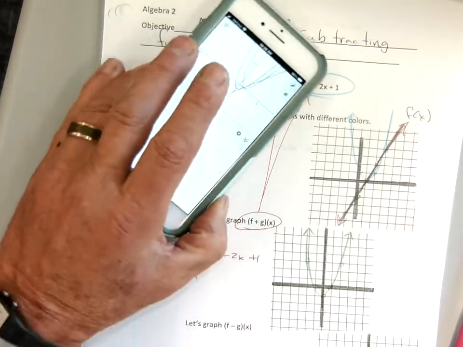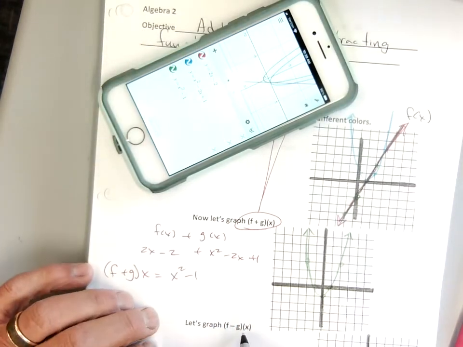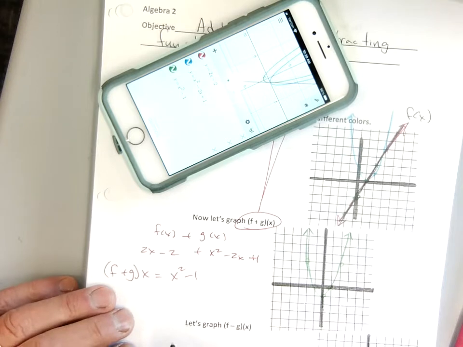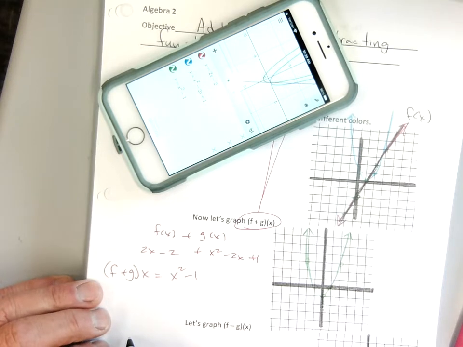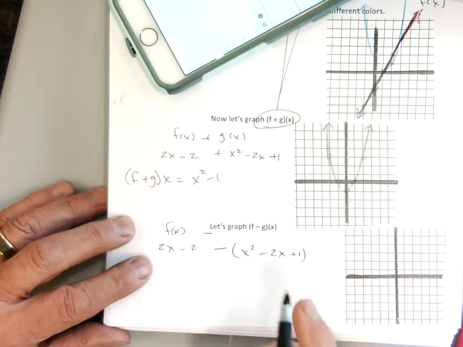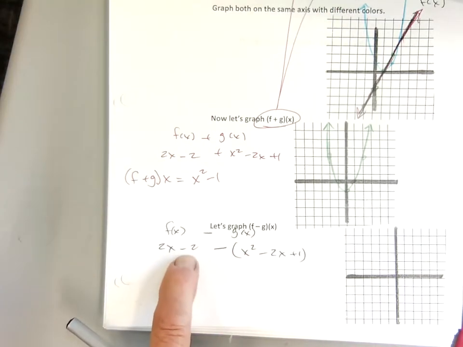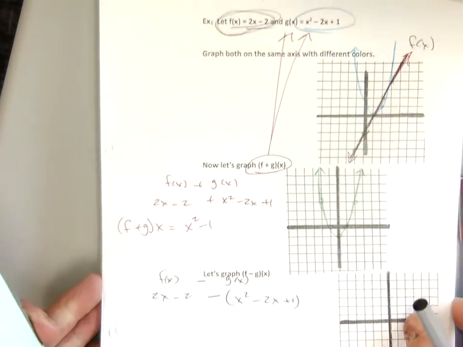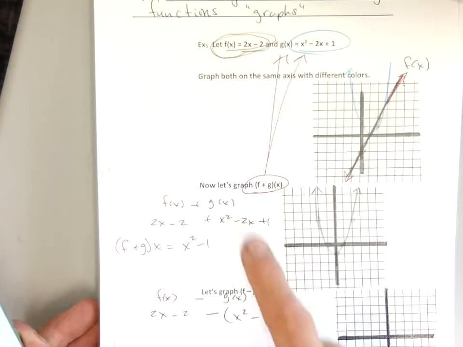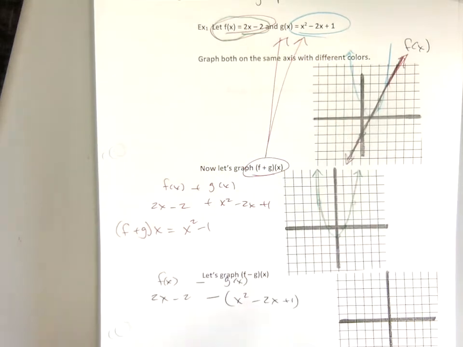Now to subtract them, what is f minus g of x? Well, okay, let's figure that out. So f of x is my 2x minus 2. That's my f of x. We're going to subtract our g of x, which is x squared minus 2x plus 1. That's minus my g of x. So I'm subtracting f of x, which is my 2x minus 2, that's that one there, and I subtract my g of x, that's that one there.